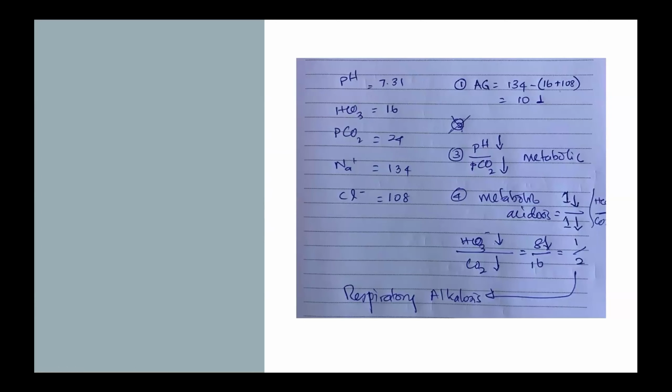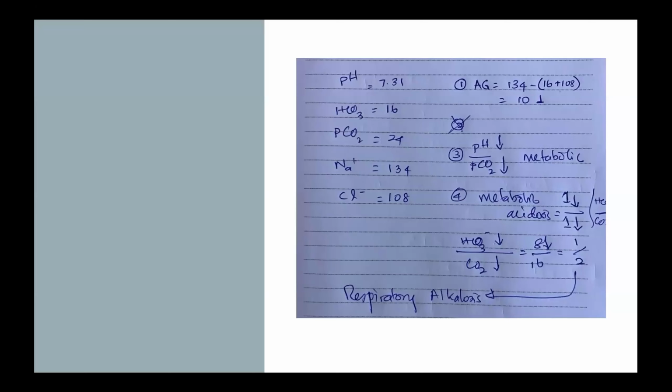There's no anion gap acidosis, so there's no point in calculating the delta anion gap, because there cannot be a bicarbonate loss by any other means. So just leave the second step. What is the primary problem? pH is coming down and carbon dioxide is also coming down, so it is a metabolic problem. Acidosis. So metabolic acidosis is the answer.